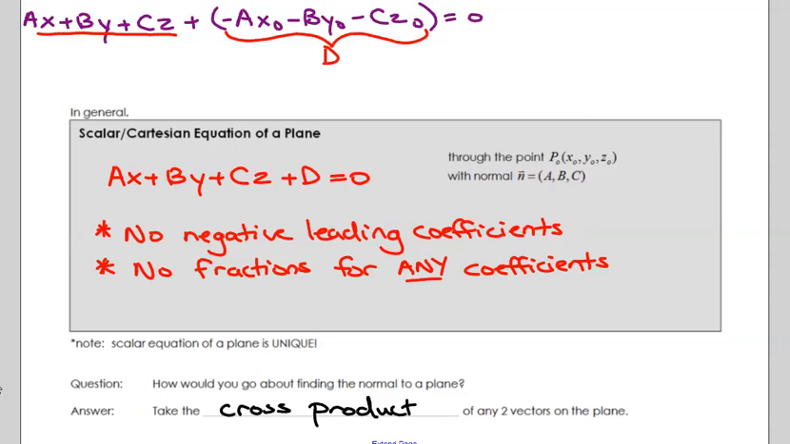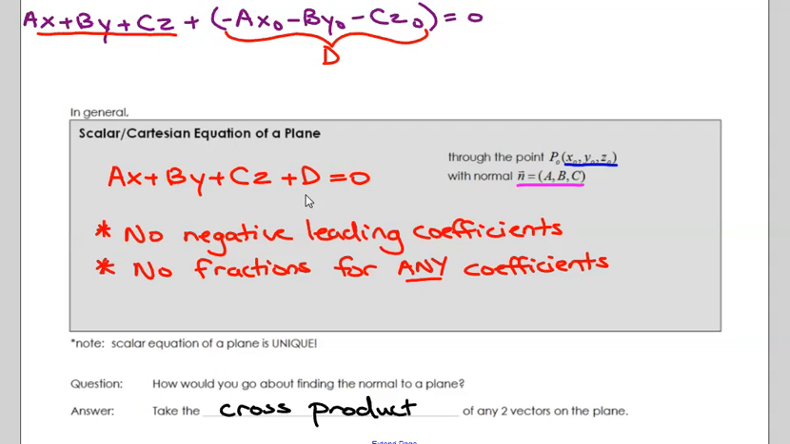Okay, so it's Ax plus By plus Cz plus D equals 0, where your x, y, and z are all going to be a point that lies on the plane. And then the A, B, C is your normal vector.